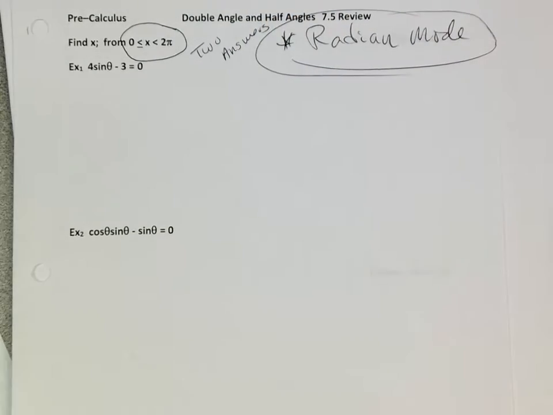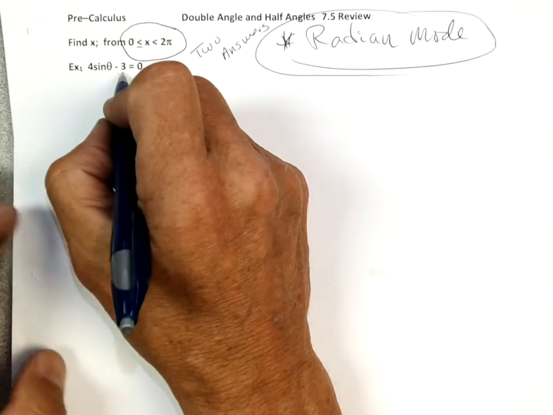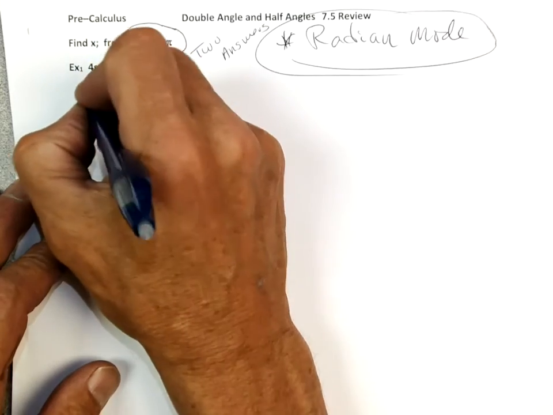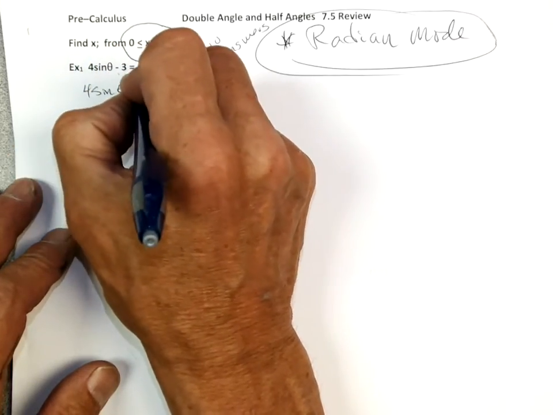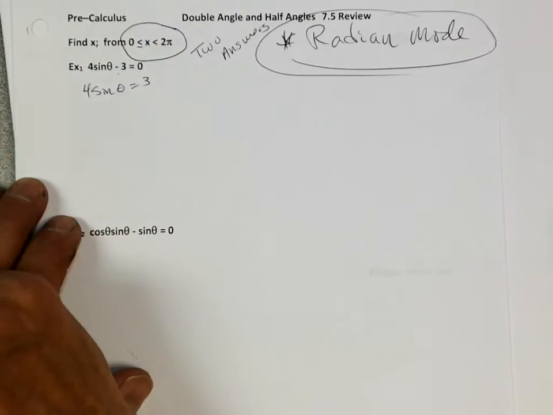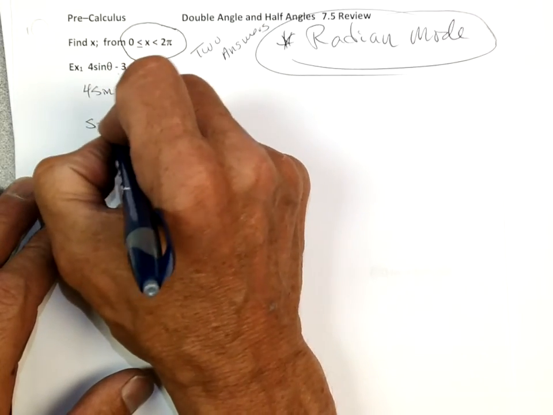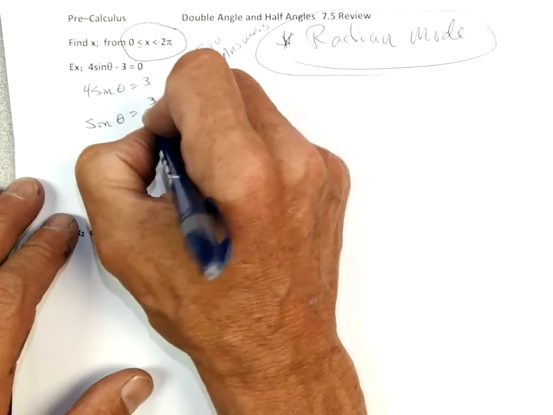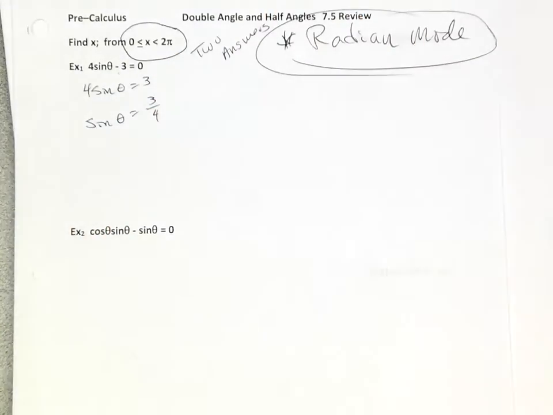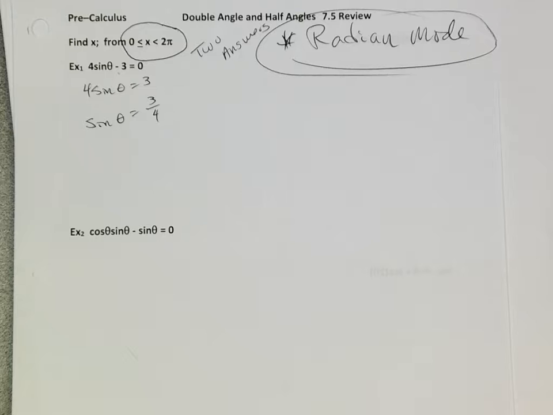So I'm just going to solve. Plus 3, 4 sine theta equals 3, right? Divide by 4, divide by 4. Sine theta is equal to 3/4. Now, if it's on the unit circle, it's easy. We just have to find it on the circle.